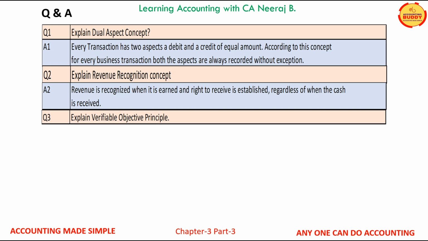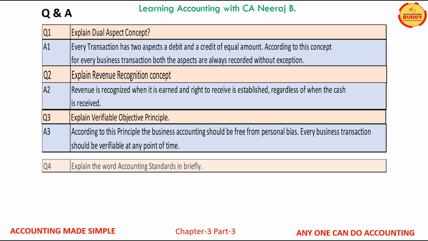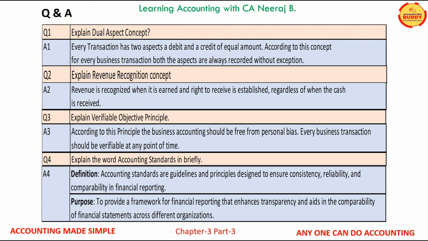Question number 3, explain verifiable objective principle. The answer is according to this principle, the business accounting should be free from personal bias. Every business transaction should be verifiable at any point of time. Question number 4, explain the word accounting standards in brief. First, the definition. Accounting standards are the guidelines and principles designed to ensure consistency, reliability, and comparability in financial reporting. And the purpose is to provide a framework for financial reporting that enhances transparency and aids in the comparability of financial statements across different organizations.